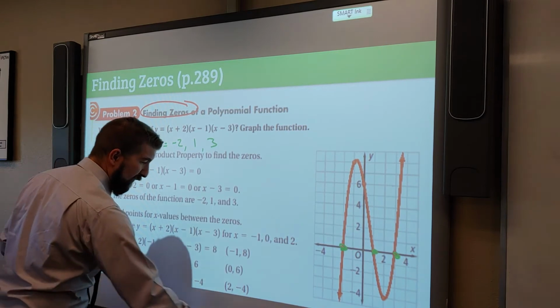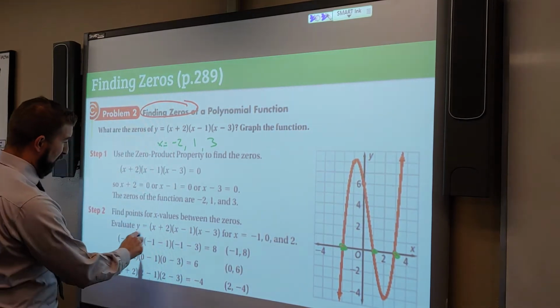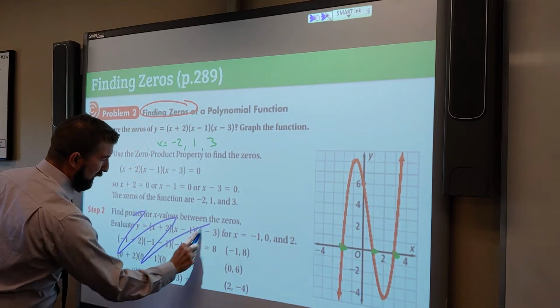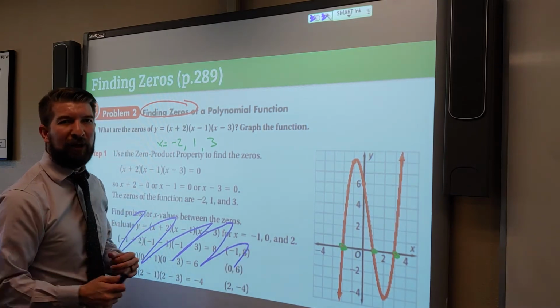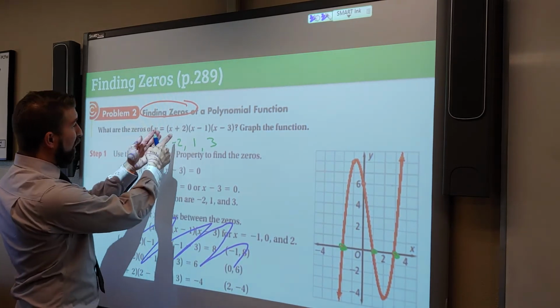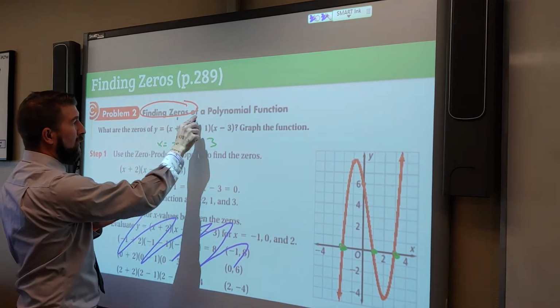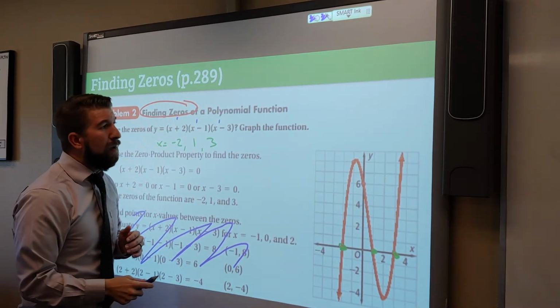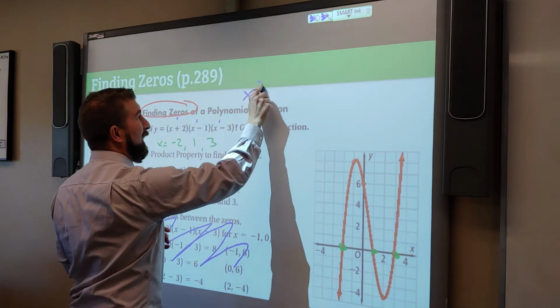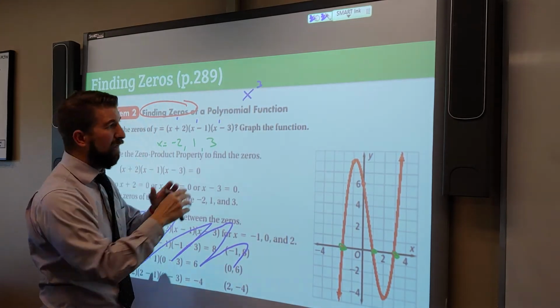Another tip I want to give you is they're going to have you find all these other points. Don't worry about all that. I'm going to show you a quick way to graph, okay? So I have 3 little factored form things: 1, 2, 3. That means it's going to be sort of like x cubed if I were to solve it out.